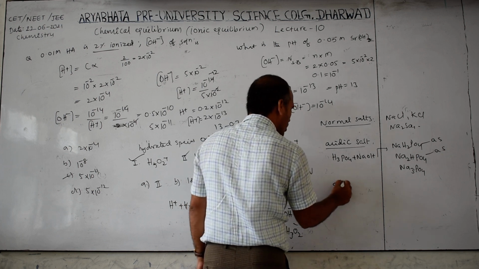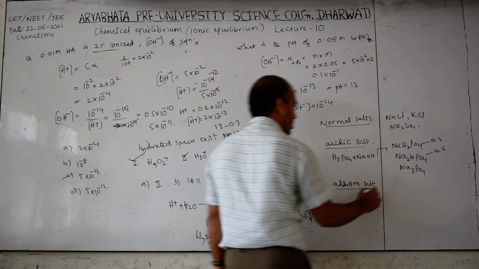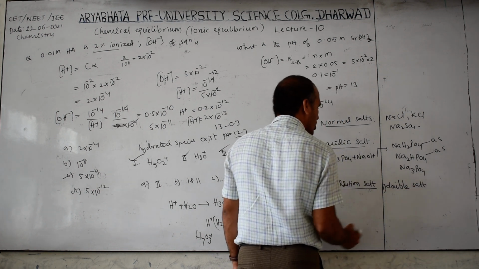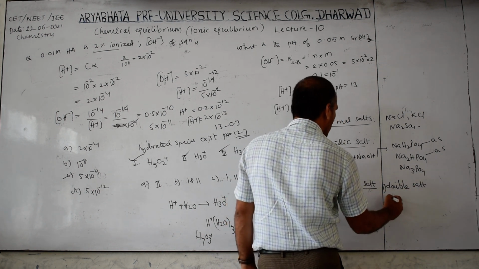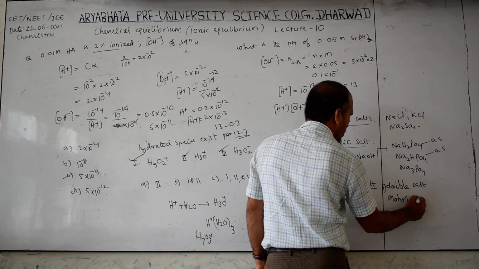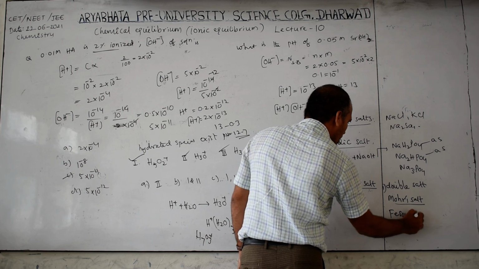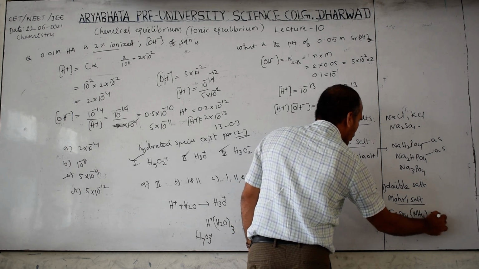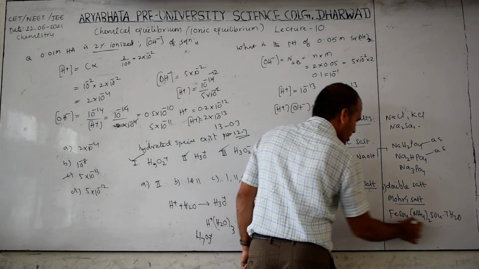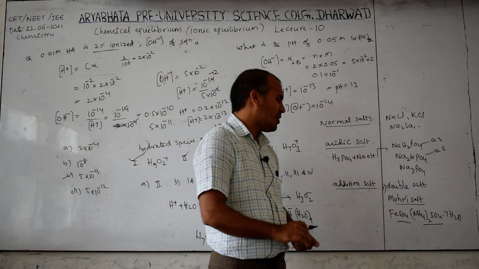Another one is addition salt. These addition salts are of two types. One is double salt. Double salt example is Mohr's salt. You use this in the laboratory also. Its formula is FeSO4 dot (NH4)2SO4 dot 7H2O. Then this is one salt, this is one salt. By adding we are getting one salt. This is called addition salt, and it is stable in the solid state.